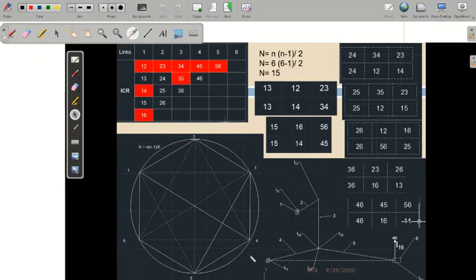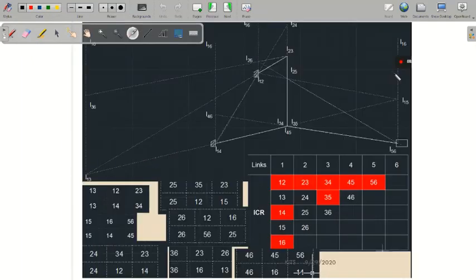1 2, 1 4. Write it here. Move to the next slide. 1 2, 1 4. Where is 1 2, 1 4? This is 1 2. This is 1 4. Connect these 2 points. Where are 3 5, 2 3? This is 3 5. This is 2 3.